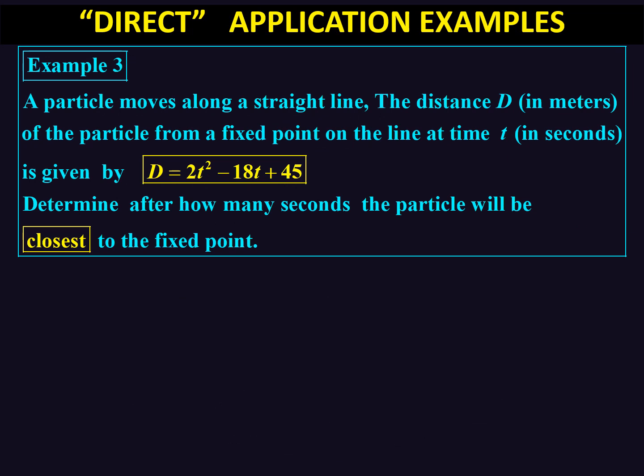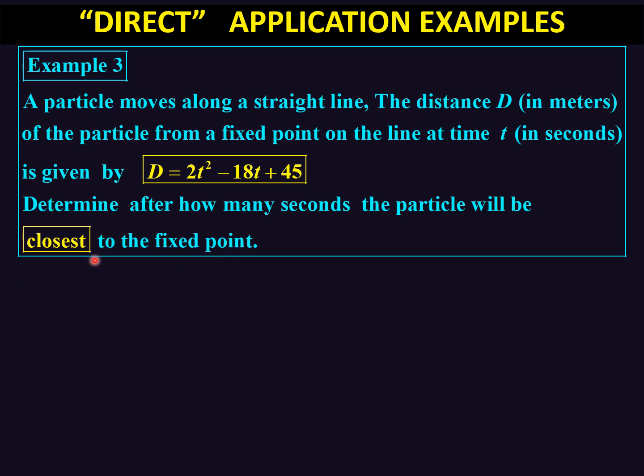Let's look at example number 3. We have a particle moving along a straight line, particle or object, and the distance, which is given in meters, of the particle from a fixed point on a line at time in terms of seconds, is given by, there we have an objective function. Question: determine after how many seconds the particle will be closest to the fixed point. Closest, what does that mean? In other words, that's correct, nearest to the fixed point.